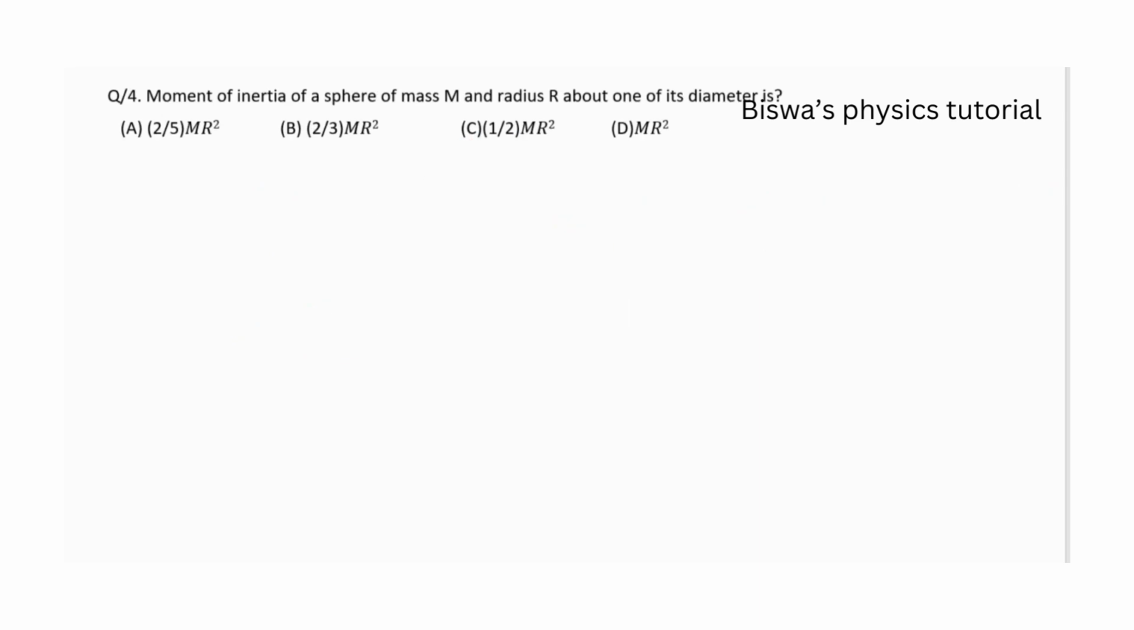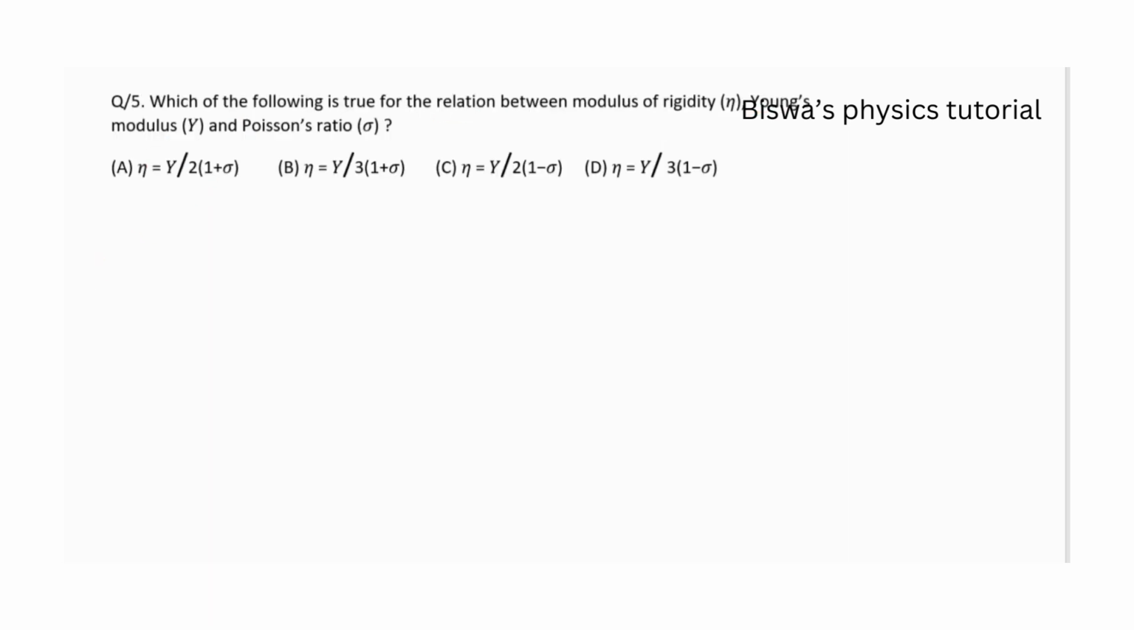Okay. So our next question is question number 4. Find the moment of inertia of a sphere of mass m, radius r, about one of its diameters. It has a direct formula. We have to remember this one. This is 2 by 5 m r square. Here m is the mass of the sphere and r is the radius of the sphere. So this has a direct formula, so there is no need to derive.